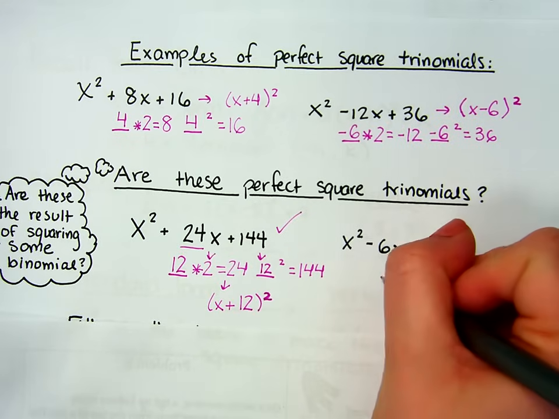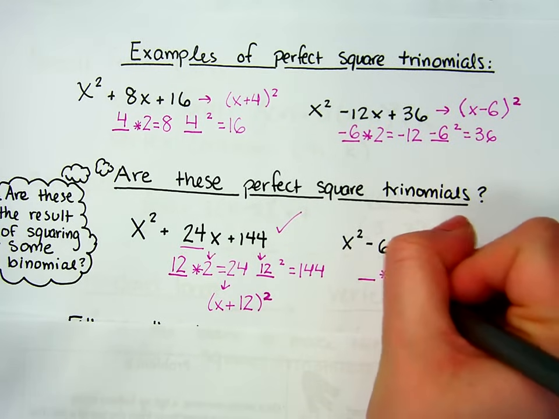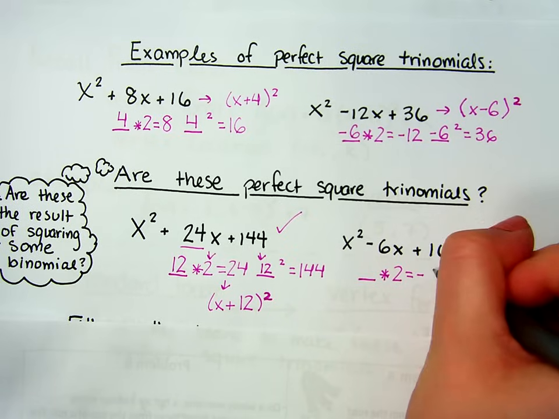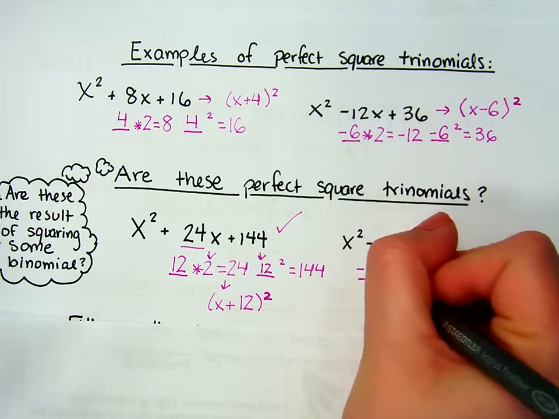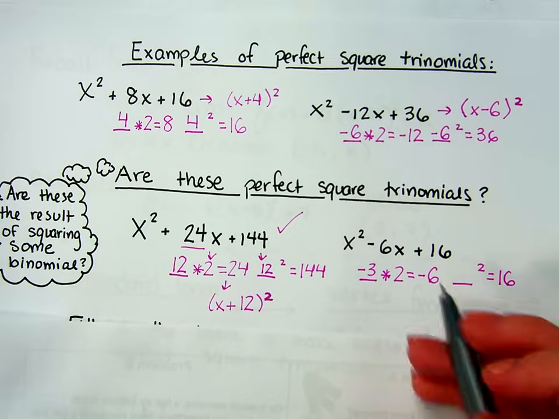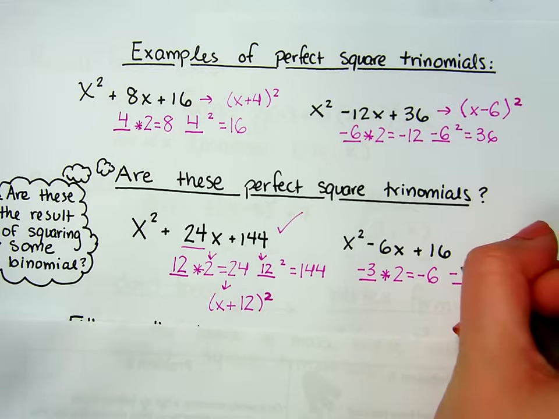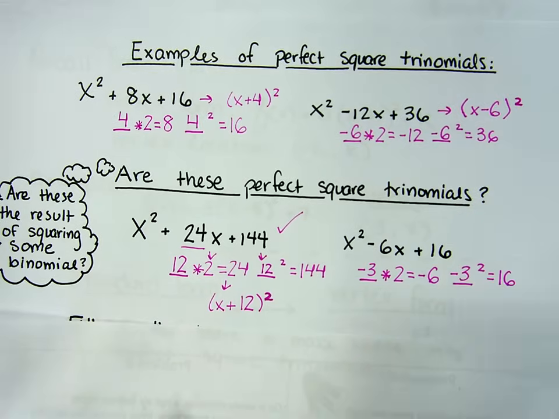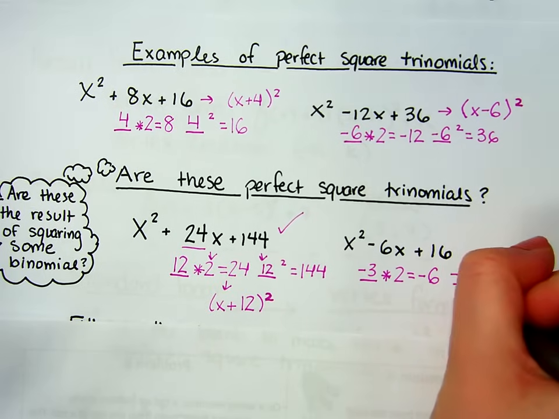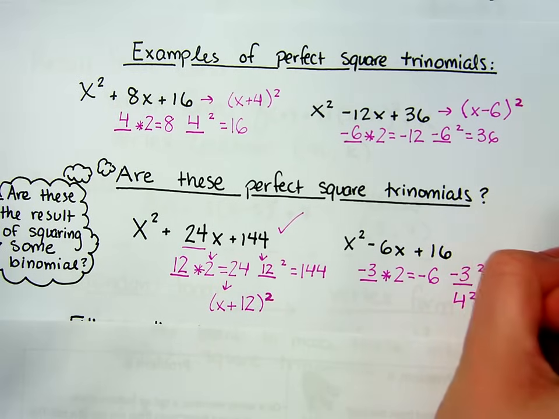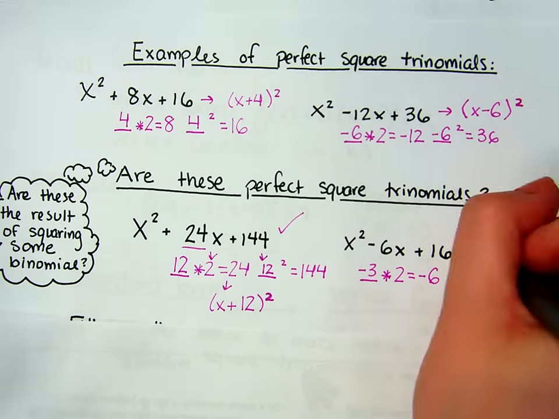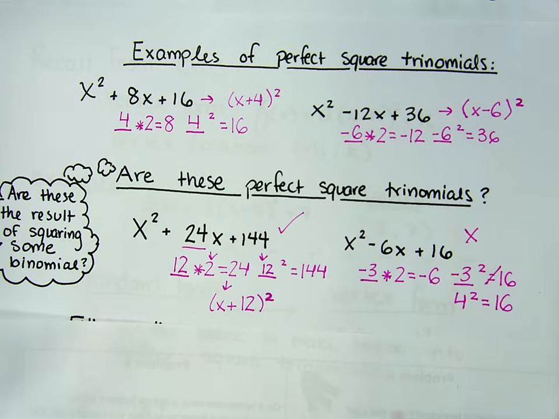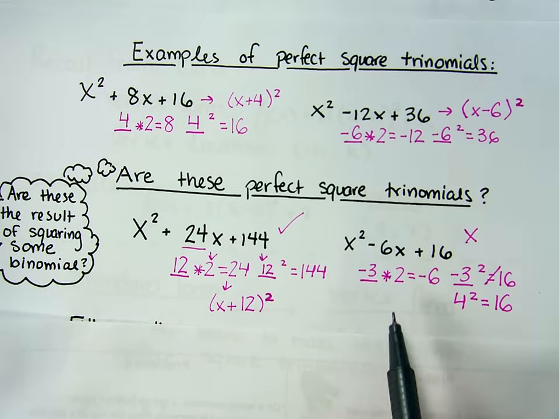Now if we try the same thing in our second example, what number times 2 equals negative 6? And if that same number squared equals 16. Now we know that negative 3 times 2 equals negative 6. But does negative 3 squared equal 16? It does not. This would actually say that 4 squared equals 16. So since these numbers are not the same, this is not a perfect square trinomial because I cannot square a binomial to get there.